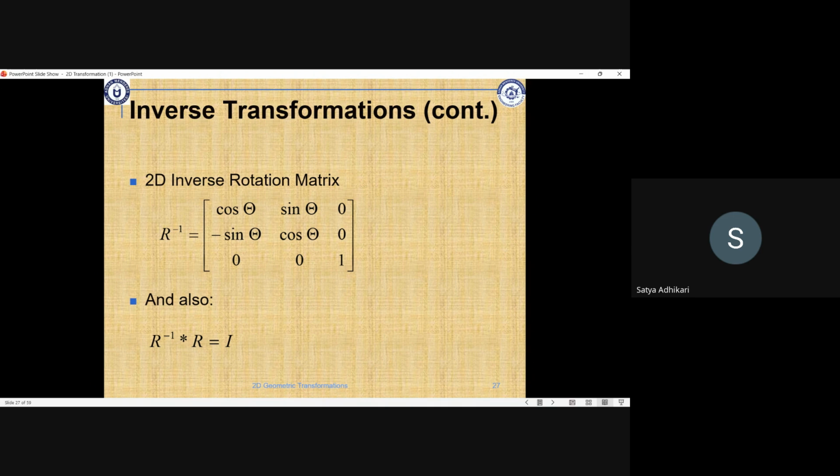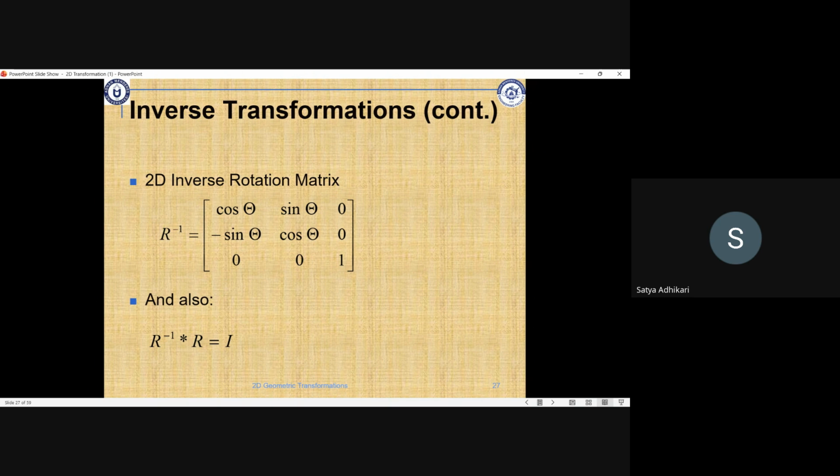Similarly, inverse transformation also. You see it was minus cos theta, here is minus sin theta. So if we rotate an object in a specific direction, clockwise or anti-clockwise, with a specific angle theta, applying the inverse rotation matrix, we will get our original position.